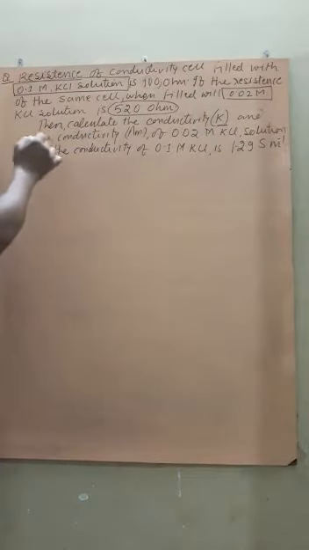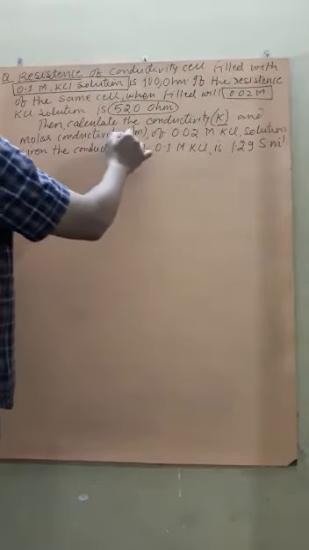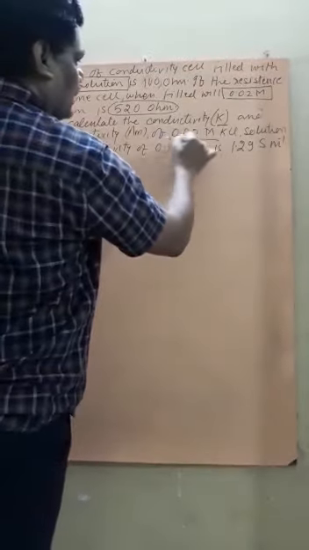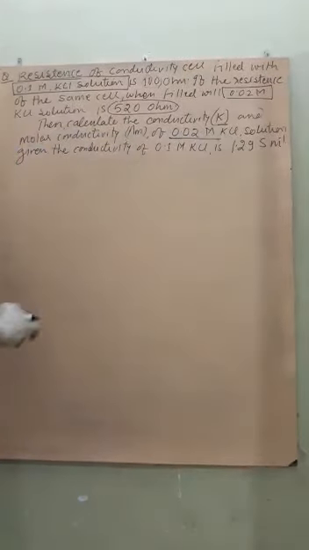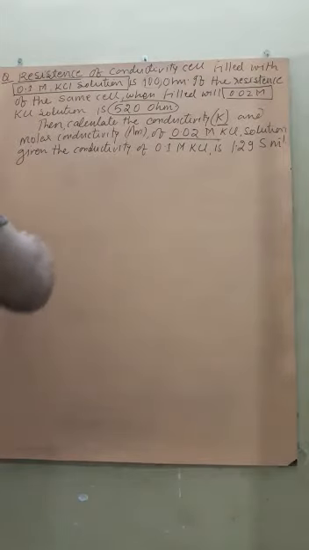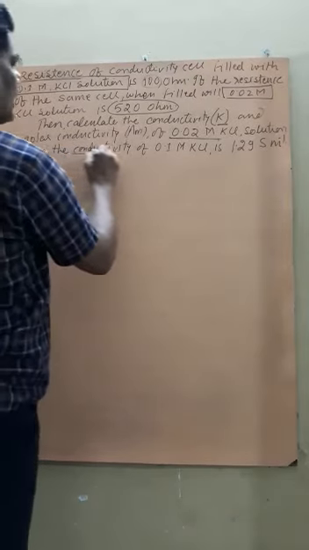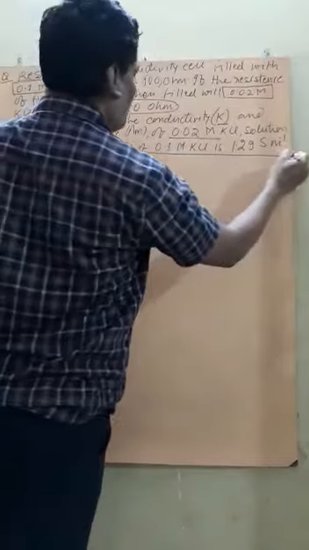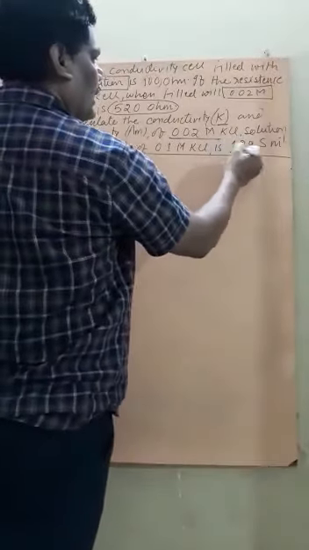Are you getting? Now we have to find the conductivity, that is kappa, and the molar conductivity of this new concentration of KCl solution, that is 0.02 M. Given that the conductivity of 0.1 M KCl solution is 1.29 Siemens per meter.